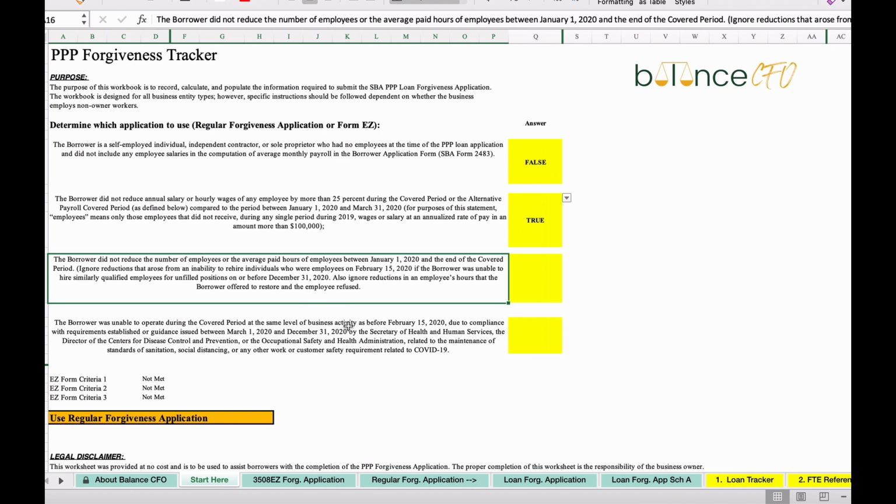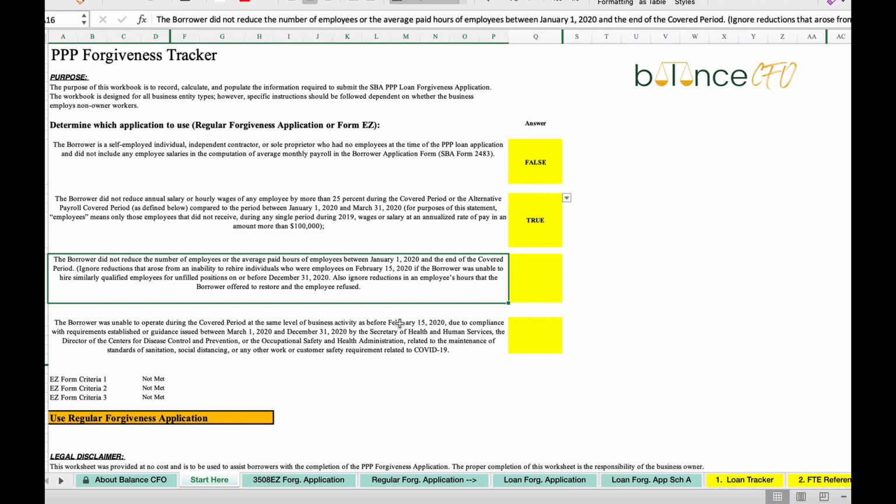So let's keep reading. So the borrower did not reduce the number of employees or the average paid hours of employees between January 1st, 2020 and the end of the covered period. Remember, that's the end of your 8 weeks or the end of your 24 weeks. Ignore reductions that arose from an inability to rehire individuals who were employees on February 15th if the borrower was unable to hire similarly qualified employees for unfilled positions on or before December 31st. Okay? Also ignore reductions in an employee's hours that the borrower offered to restore and the employee refused.